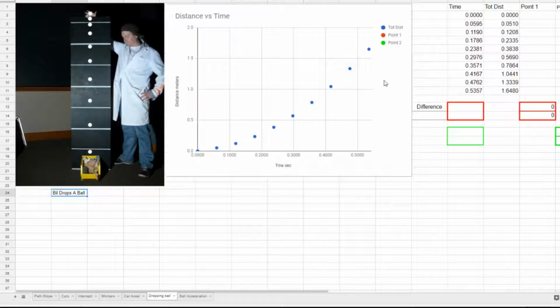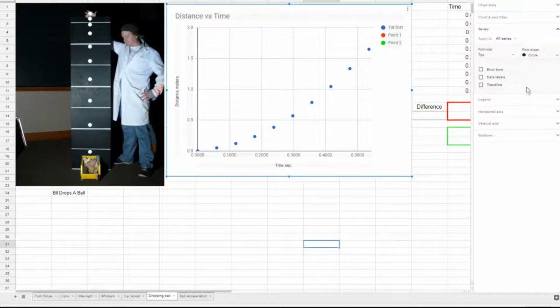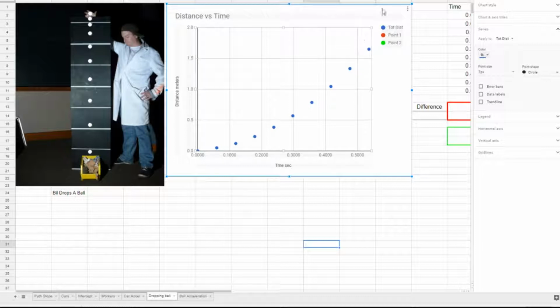Now, I'm going to add a trend line to this thing so that we can see what the path of the ball was while it was falling, not just these points that we measured. Okay, I've got the chart editor up, and I'm aiming it at the total distance curve, which is this blue curve here. And what I'm going to do is add a trend line to it. We saw trend lines in one of the earlier lessons, so here we go.